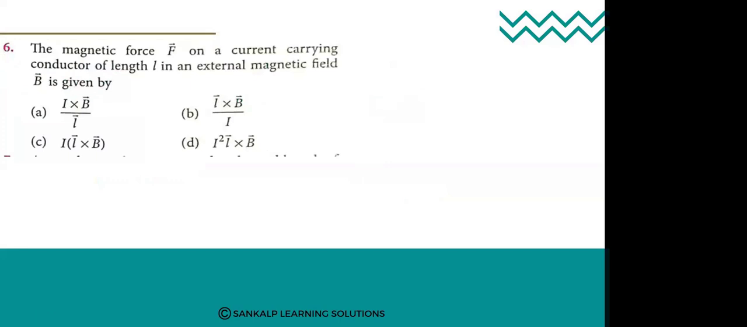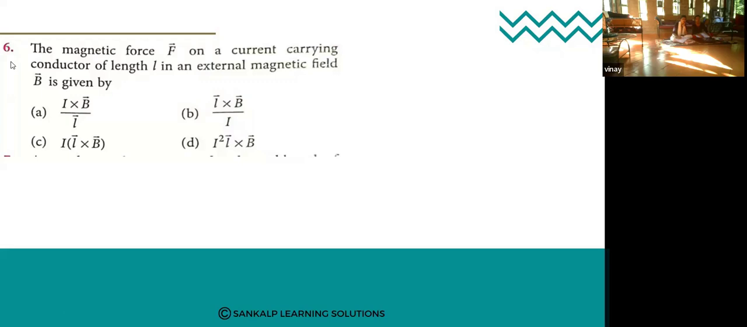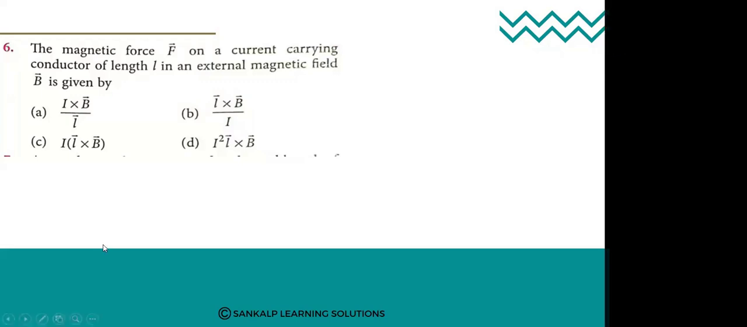This one you can answer. See, which is the expression for the magnetic force on a current carrying conductor of length L in an external field B? Which is the expression? Option C. Yes, option C is the right answer. That is IBL or BIL, however you want, you can remember.